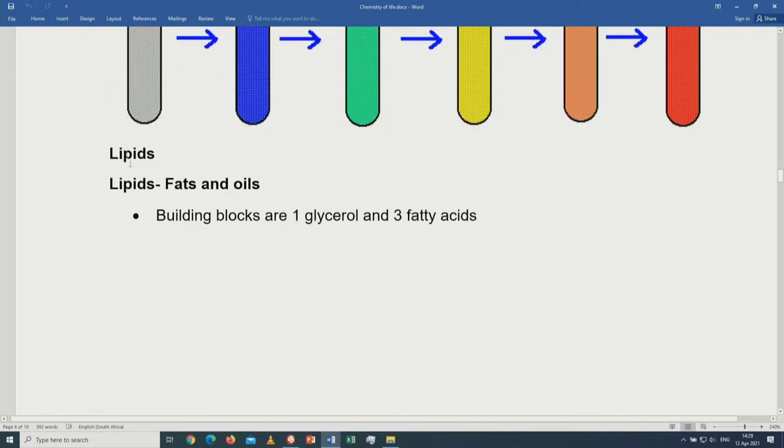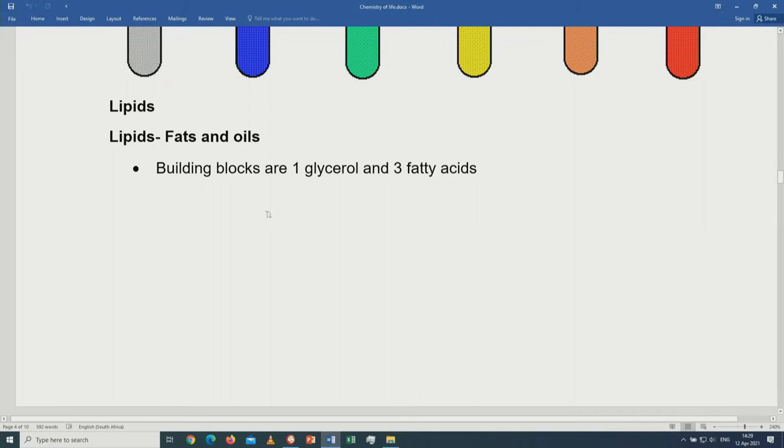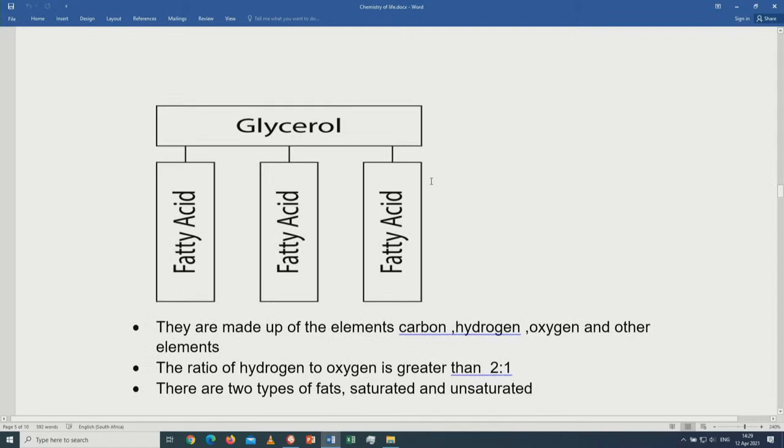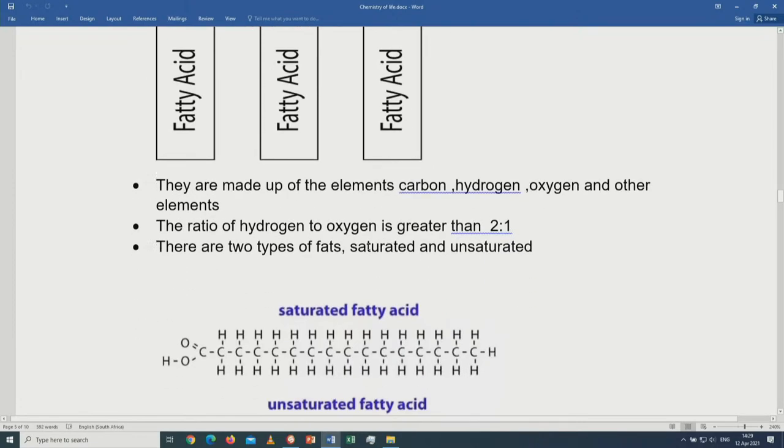Coming to the lipids. Lipids are fats and oils. The building blocks of lipids are one glycerol and three fatty acids. Here I have a structure of a fat molecule. It has one glycerol and three fatty acid molecules. Lipids are made up of the elements carbon, hydrogen, and oxygen, and the ratio of hydrogen to oxygen atoms is greater than 2:1.